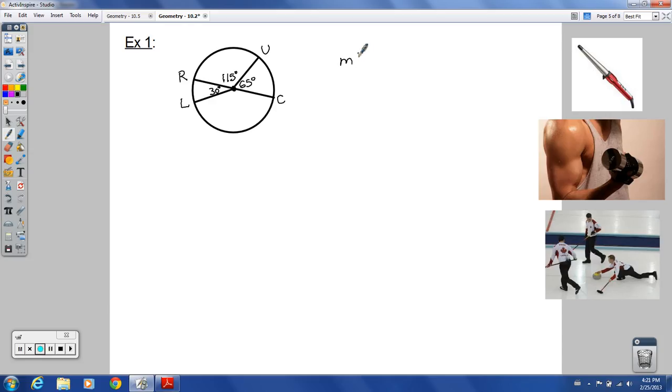The measure, now, if we're going to say it's the measure of an angle, we put a little m in front of the angle. If we're going to say it's the measure of an arc, minor or major, we put a little m in front of the minor or major arc. So what if I asked you about these different things? What's the measure of minor arc RL? What's the measure of arc LU? What's the measure of arc RUC? And what's the measure of LUC? What are all those measures?